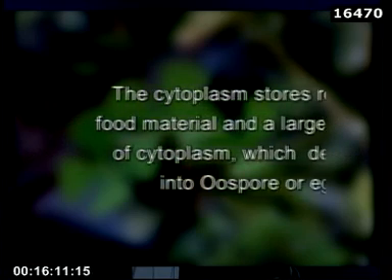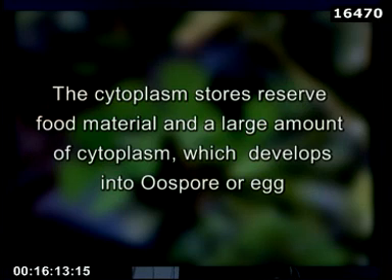The cytoplasm of the oogonium stores reserved food material, and a large amount of cytoplasm develops into the oospore or egg.